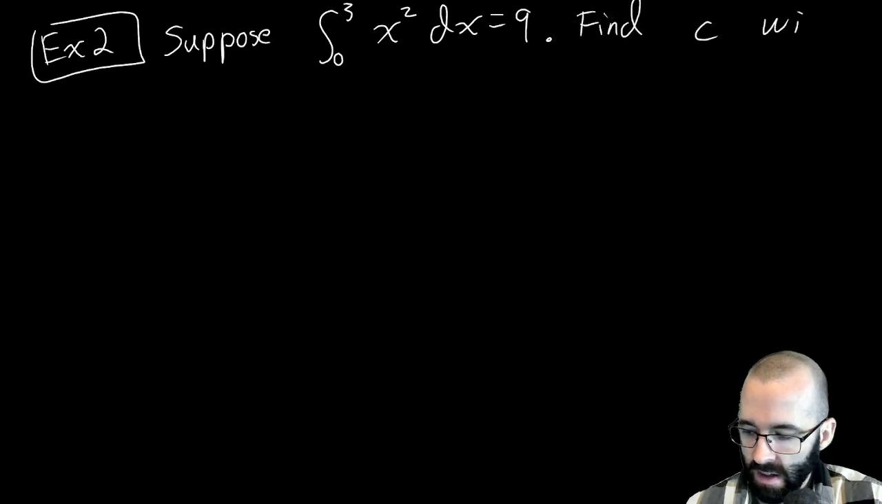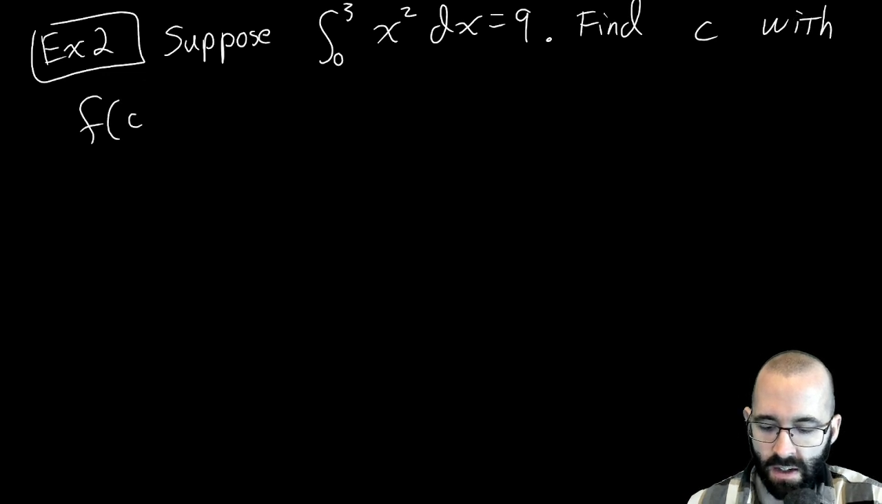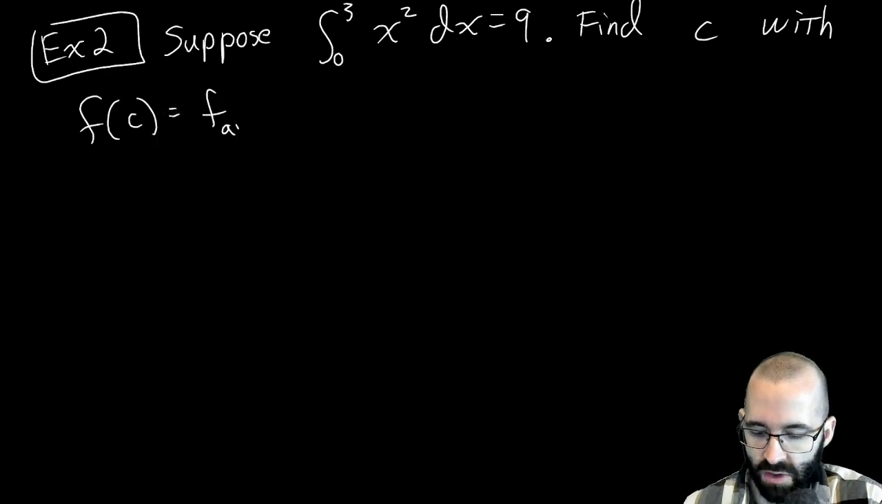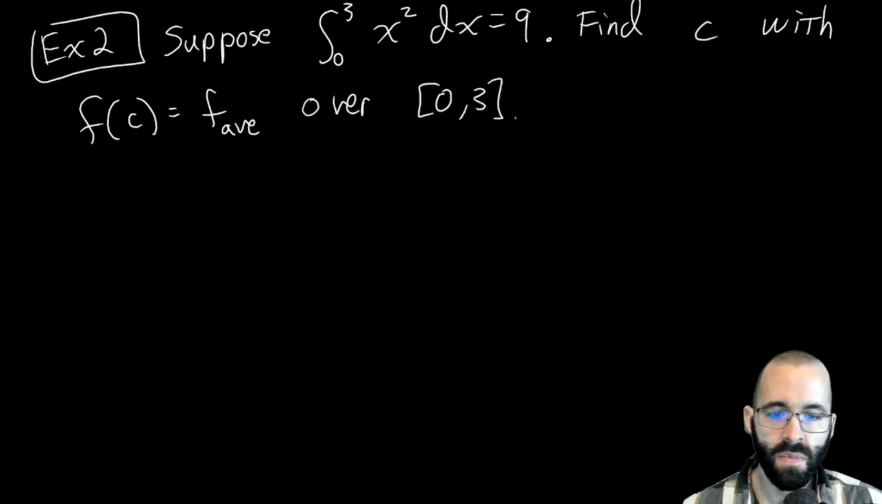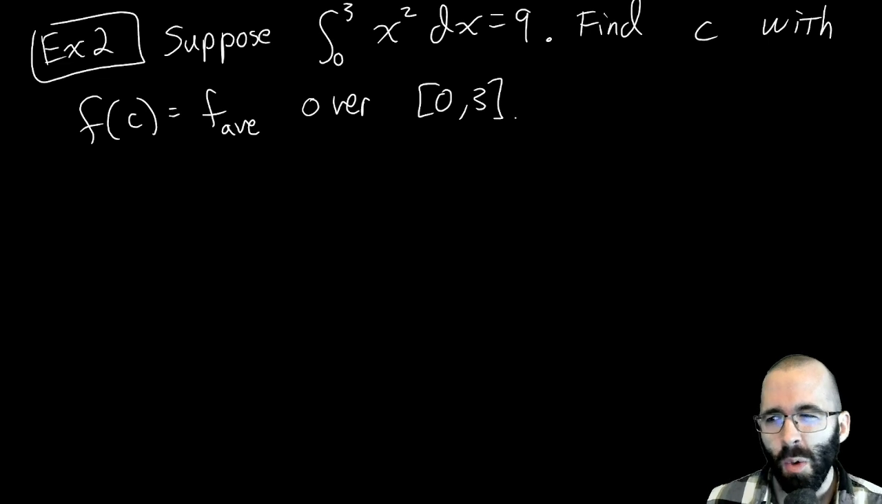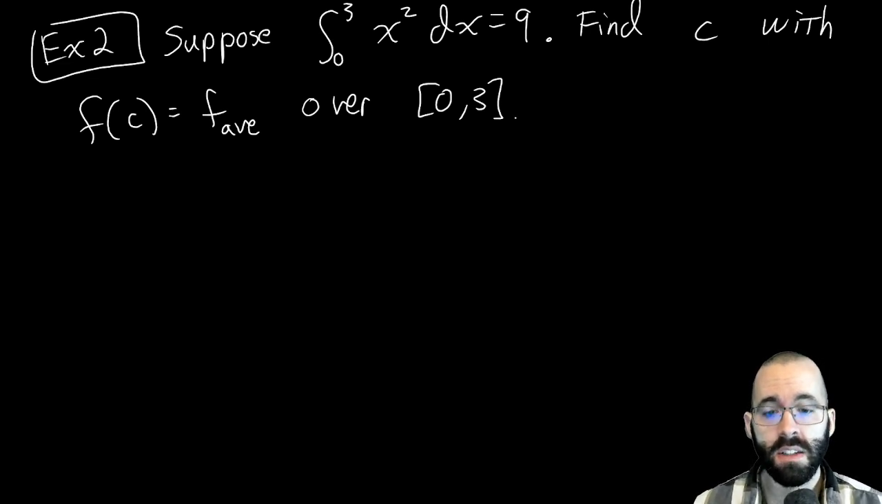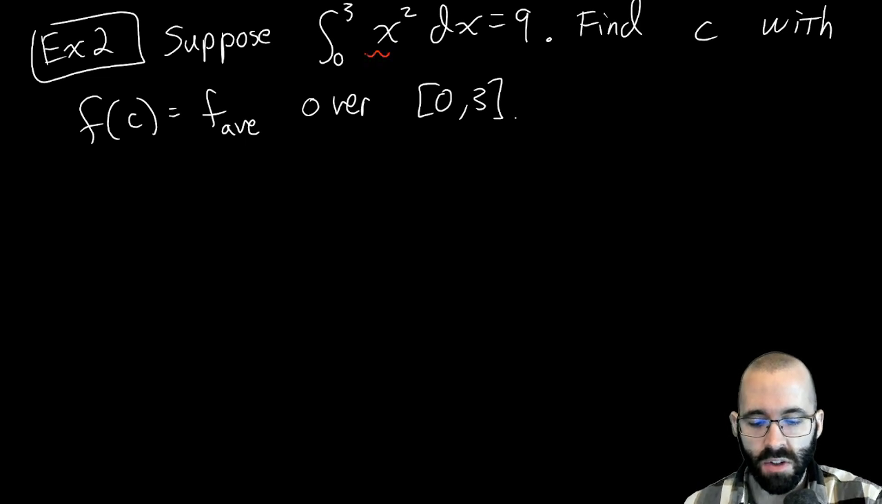Find c with f of c equaling f average over the interval from 0 to 3. Now, in order for this c to be guaranteed, in order for you to know I'm not sending you on a wild goose chase, we need that our function's continuous. But look at our function.